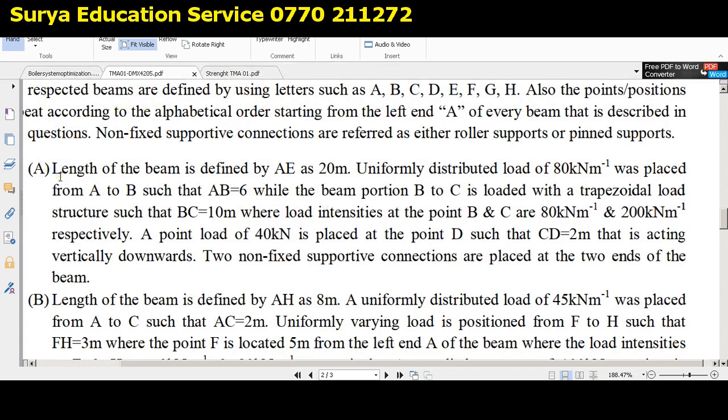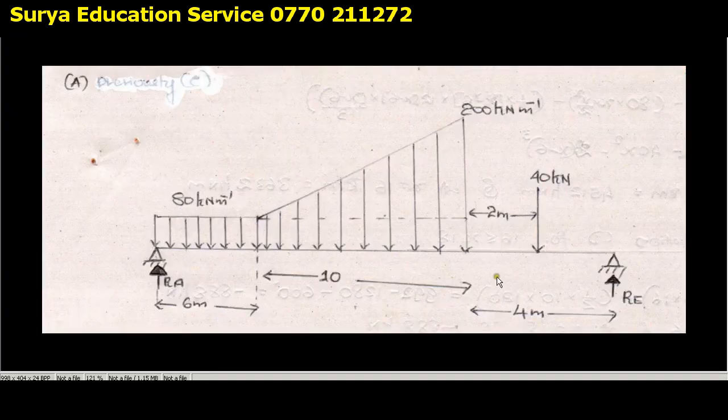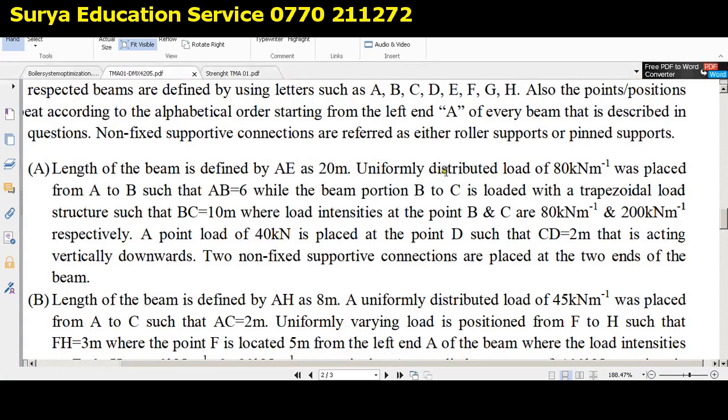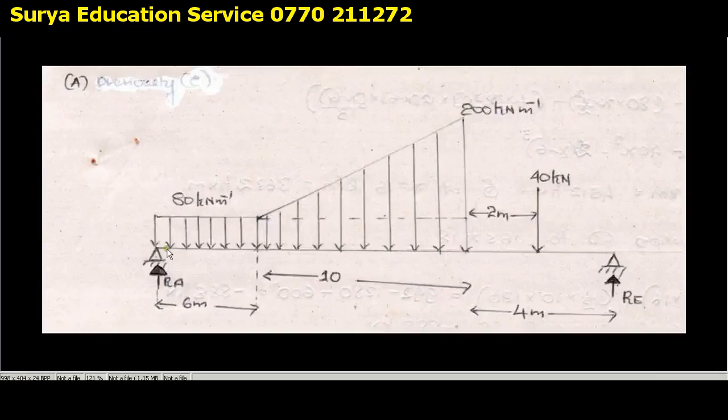So now here it is very clearly said that the length of the beam is defined by AE as 20 meters. 6, 10, 4, that means 20. Okay, so a uniformly distributed load of 80 kilonewtons per meter was placed from A to B such that AB equals 6. Okay, so from A to B there is a load of 80 kilonewtons in every meter length. So that uniformly distributed load is applied from A to B, which is 6 meters in length.